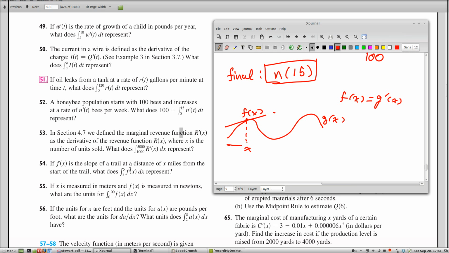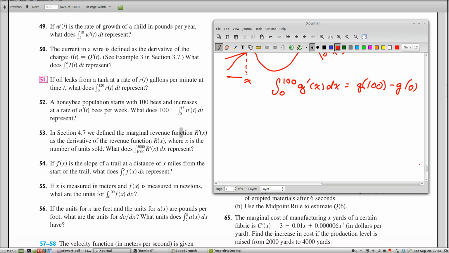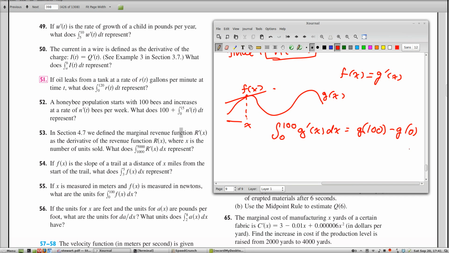And it wants to know what happens if you integrate those things. So that's the same thing as integrating from 0 to 100 of g'(x), because that's the same thing as f(x). And this is g(100) minus g(0). We'll know what this is if we can understand what g is. And you can see from the picture that g is the elevation of the trail.